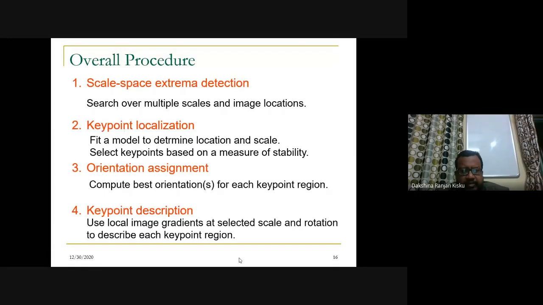this vector describes the point at which this key point descriptor is obtained. Okay, that means this key point descriptor may contain the neighborhood information of that point at which the key point descriptor is obtained. So here we use the local image gradient at selected scale and rotation to describe each key point region. That means we also obtain the image gradient at the point at which the key point descriptor is obtained. Okay, and then we make a key point descriptor of 128 elements, and this 128 elements or the key point descriptor describe the neighborhood information about the image gradient at that point.